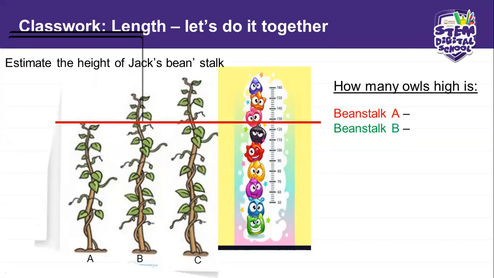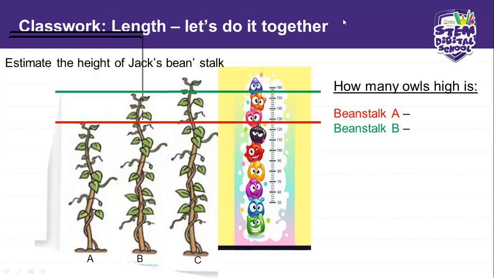And beanstalk B. Anyone who wants to take a guess? Beanstalk B. I see Gabriel. Okay, let's see. Beanstalk B. It's 1, 2, 3, 4, 5, 6, 7, 8. Okay, so it's 8 owls high. Beanstalk B is 8 owls high.